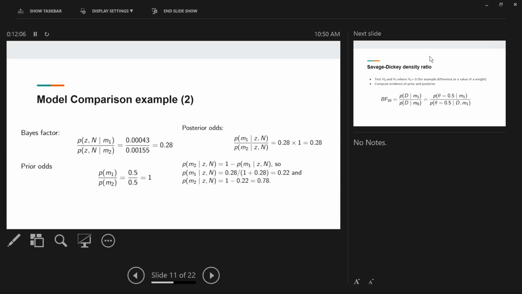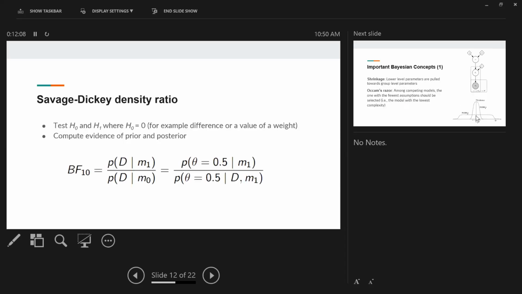Okay, the Savage-Dickey density ratio. You also worked with it, so I hope you still know what it is. We have not two different models, but two different hypotheses. One is a zero hypothesis, where, for example, the difference is 0, or the weight is 0, and we want to see if it's important or not. And then we can test these two. H1 is there is a difference, or the weight has a value that's different from 0. And then we can compute it this way.